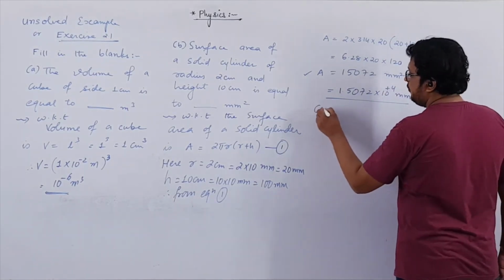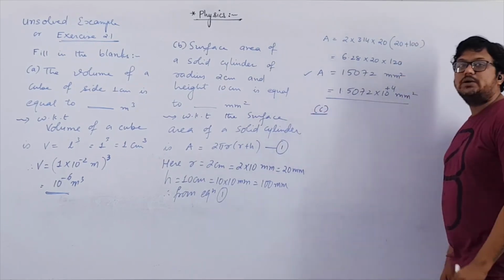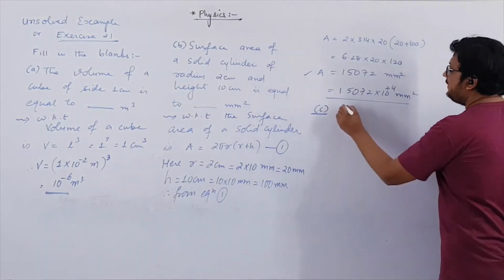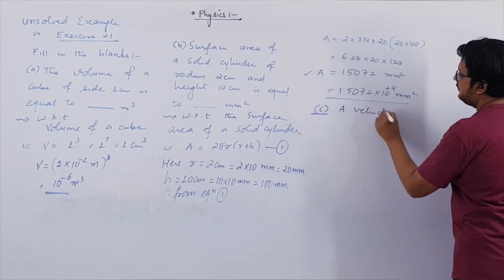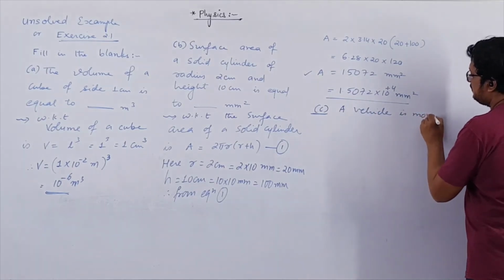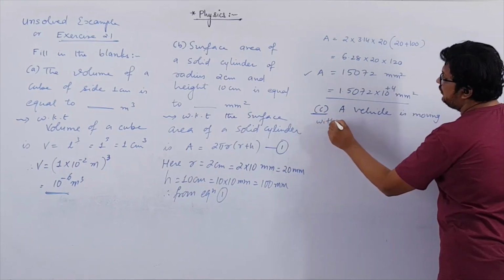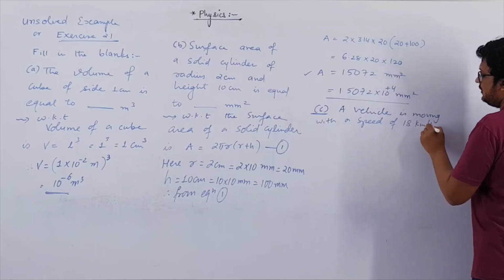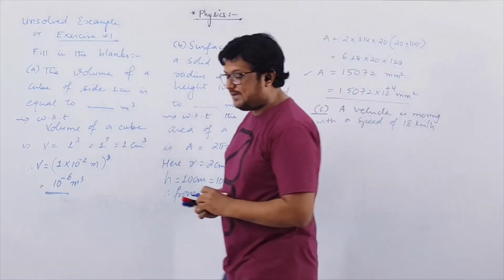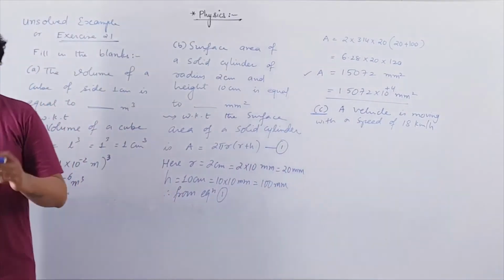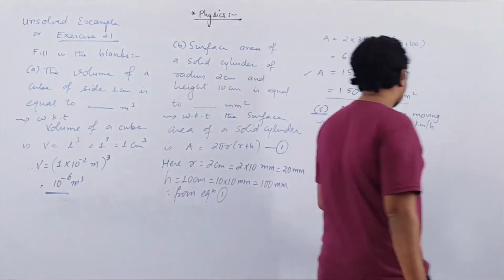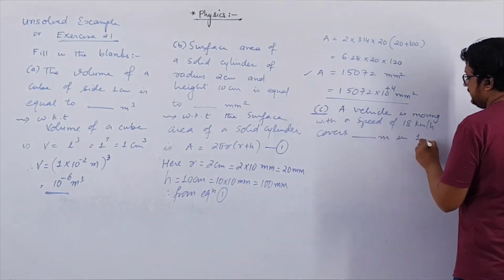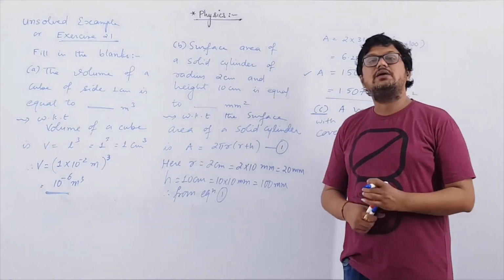Right. Now in 2.1, C, that is the third one, a vehicle is moving with a speed of 18 km per hour, covers blank meter in 1 second. That is, we have to find the distance covered by the vehicle in 1 second.